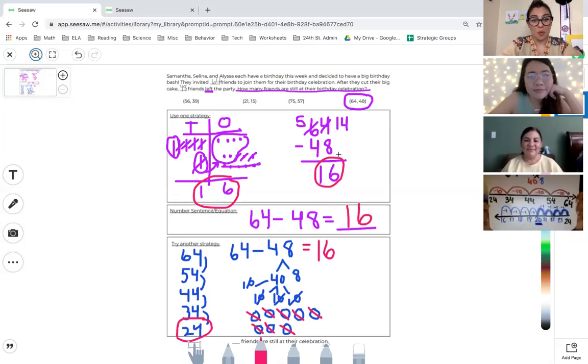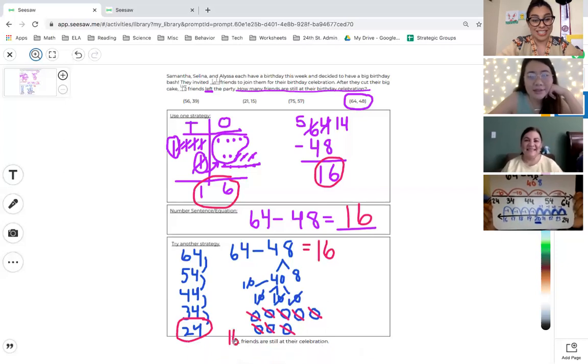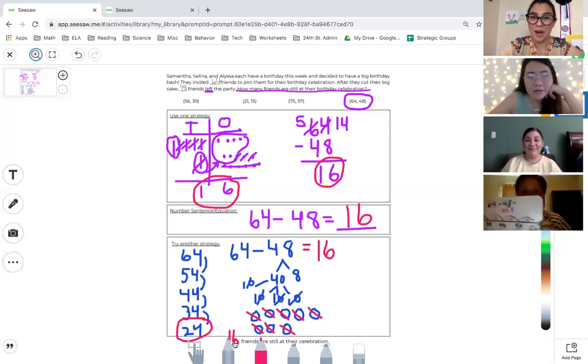Perfect. And that was 1, 2, 3, 4 different strategies that got the same answer. So that's why it's so important that you try 2 different strategies to really check to see if you got the correct answer. So we know, we're more than confident that 64 minus 48 is what, everyone? 16. So 16 friends are still at the birthday celebration, and I hope they're having fun.